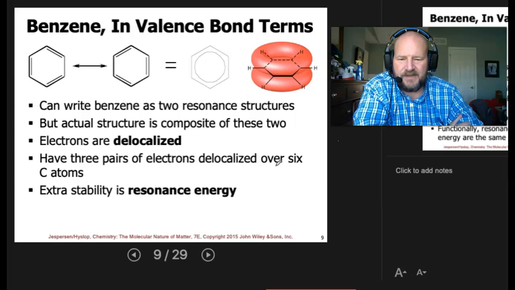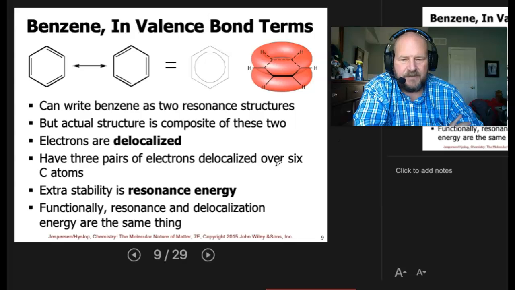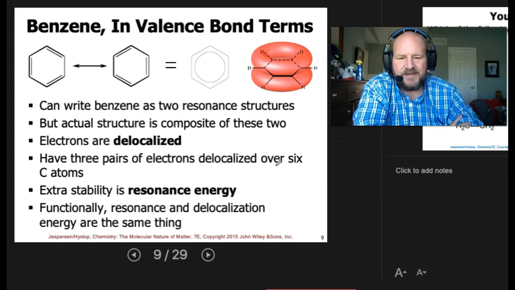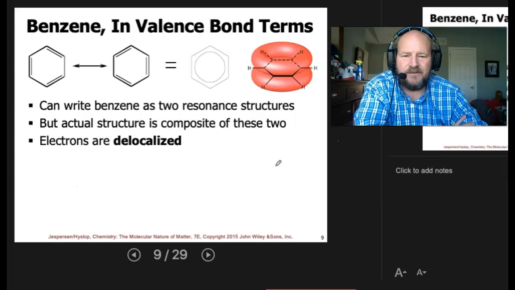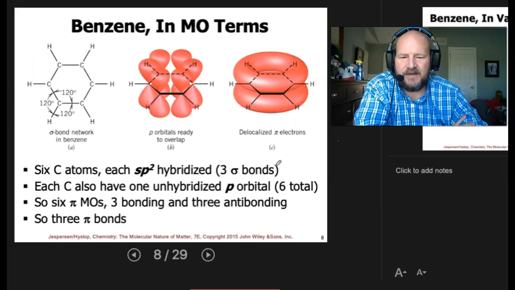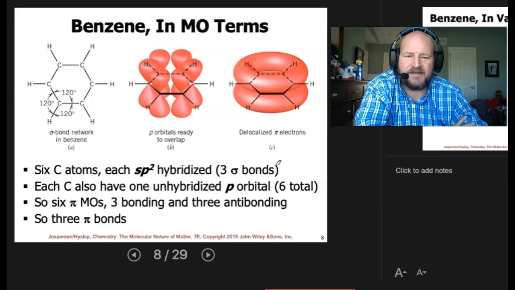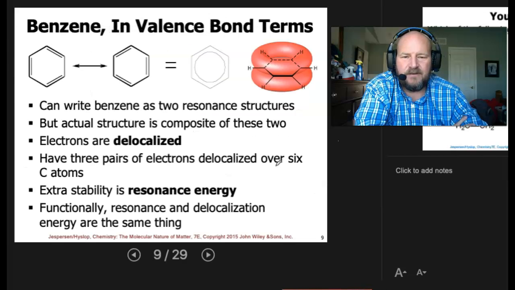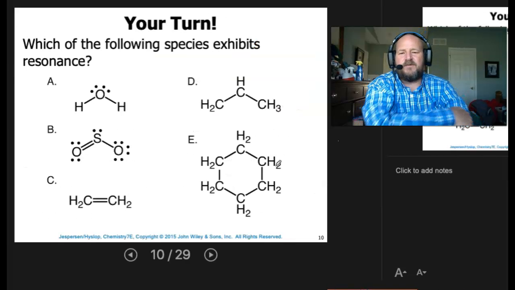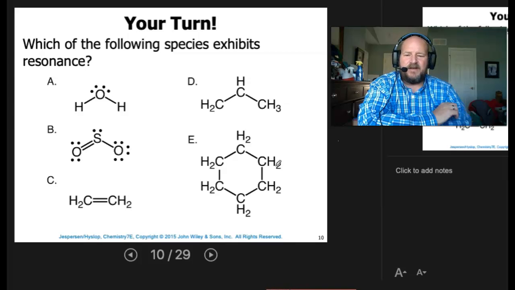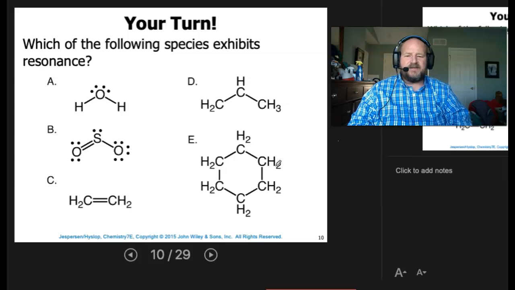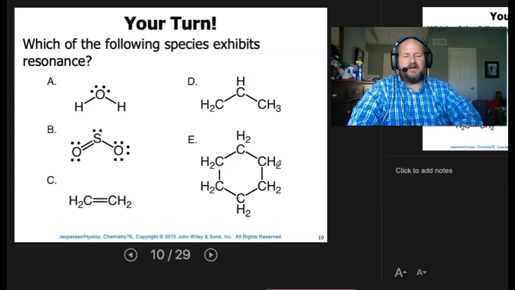So extra stability is the resonance energy. Resonance and delocalization energy are the same thing. Okay, so really, same molecule, 2 different ways to look at it, and you arrive at the same concepts. All right, your turn. Which of the following species will exhibit resonance? And again, when you look at resonance, you can use either theory to help you out.